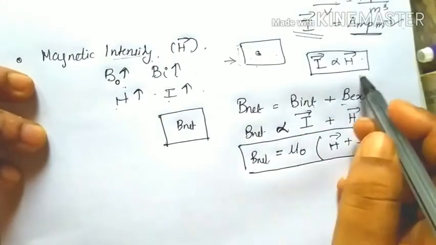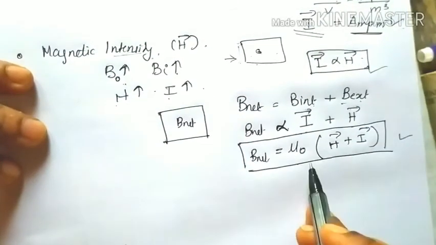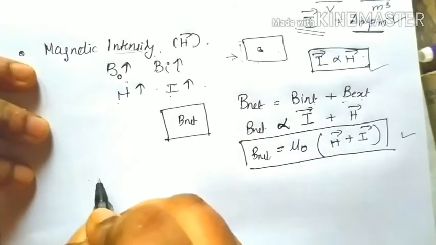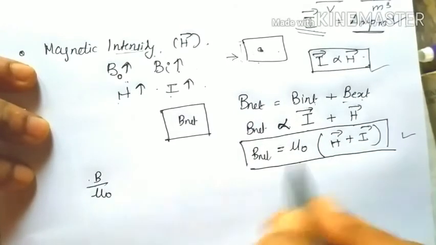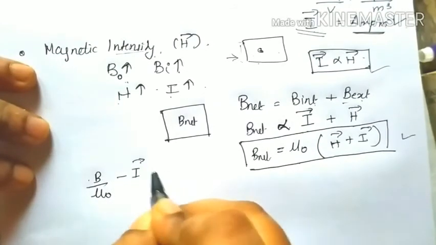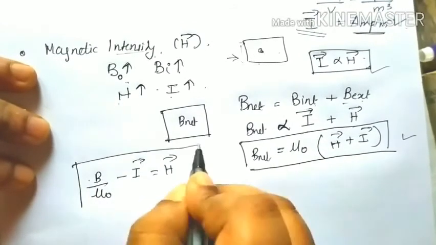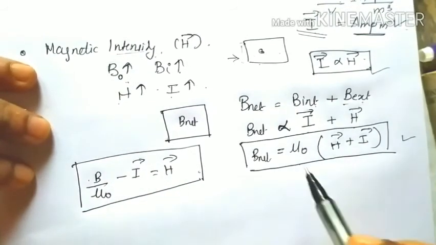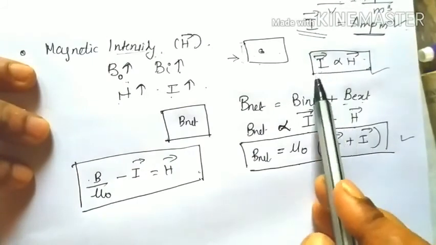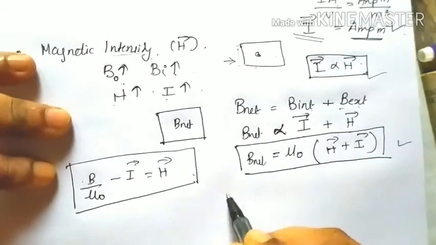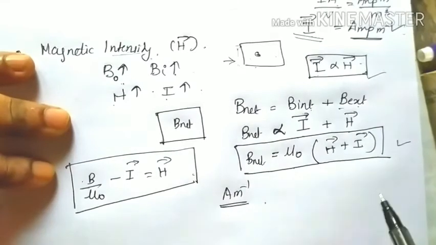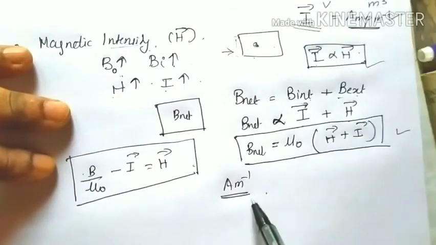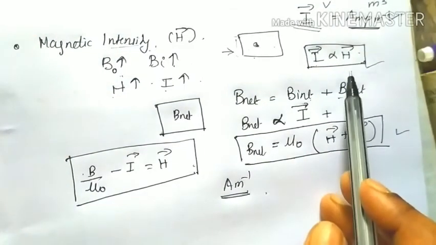These are all very important equations, okay? I can even rearrange it. In some of the problems I can rearrange it like this: B by mu naught minus I is equal to H. Same, I've just rearranged the equation. And I can say, see, I and H are proportional. That means both have the same unit, which is ampere meter raised to minus 1. Magnetic field intensity and magnetization both have the same unit. That's why there is a little bit of confusion, guys.